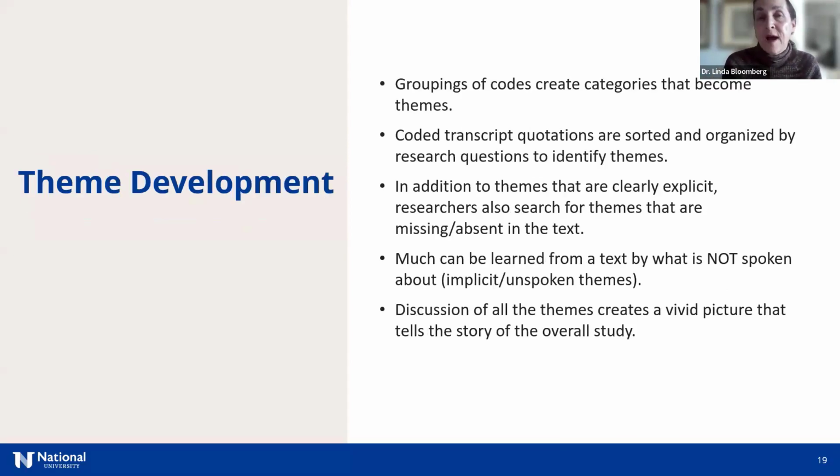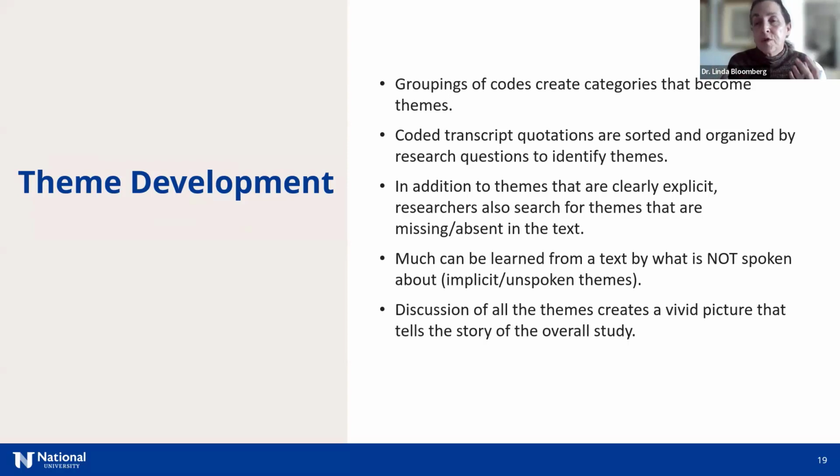So, as I said right at the very beginning, the typical way that qualitative data analysis occurs is through coding in order to develop themes. And this whole process is called thematic analysis, thematic being based on themes. So groups of codes can create categories that then become themes.